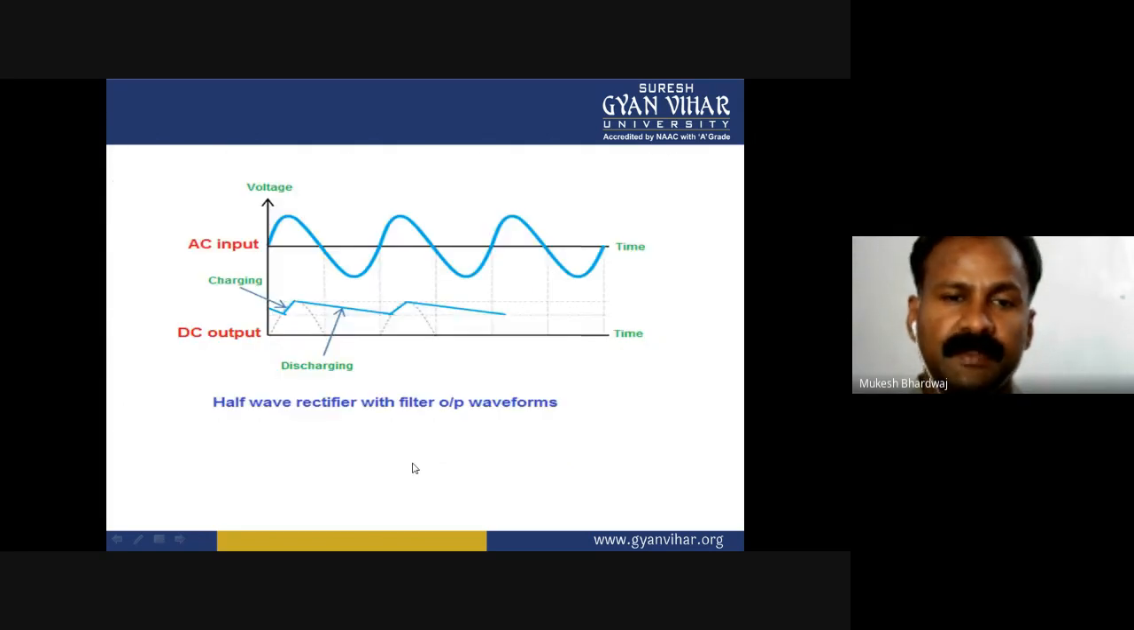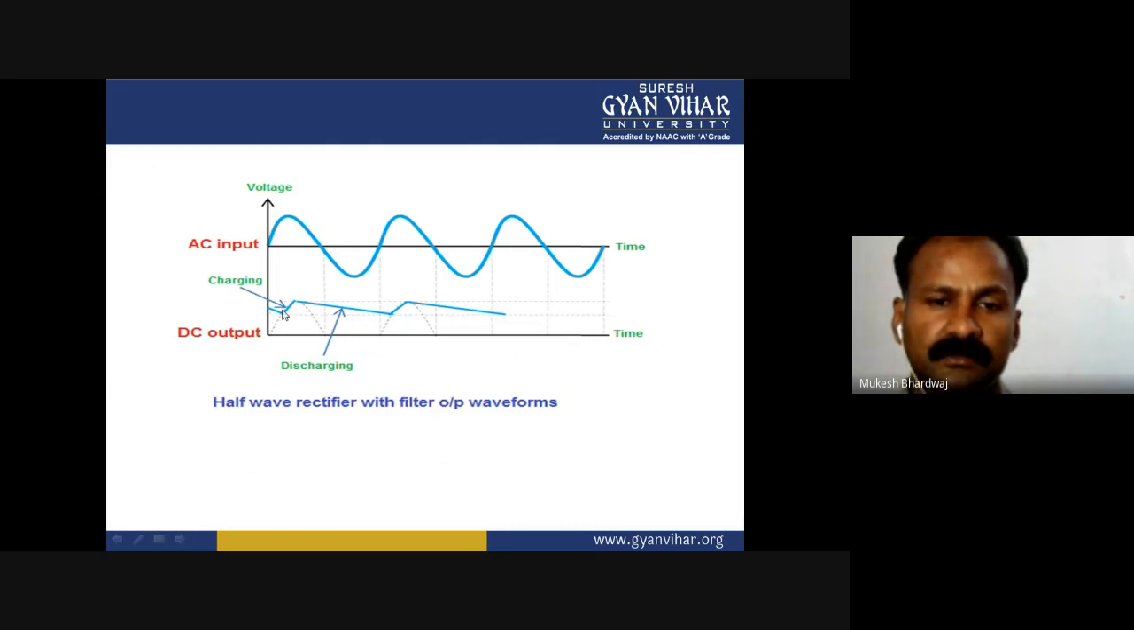This is the diagrammatic representation corresponding to the AC input. We are just getting the DC output. Half-wave rectifier with filter output waveforms. As we are observing this, a little bit of fluctuation occurs. So this is called pulsating DC.